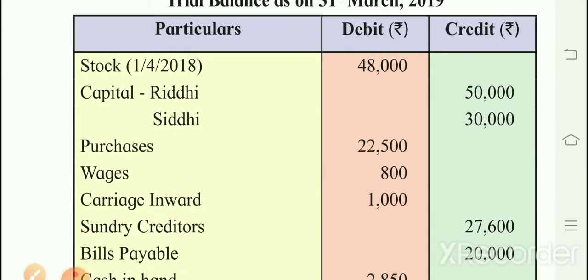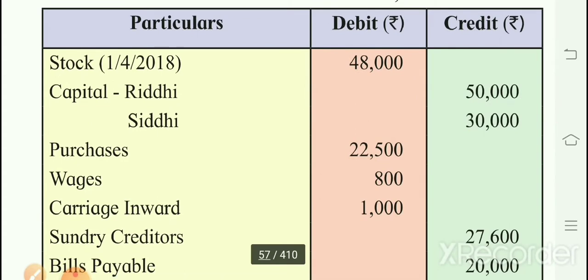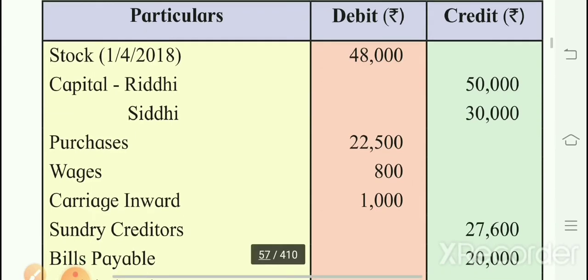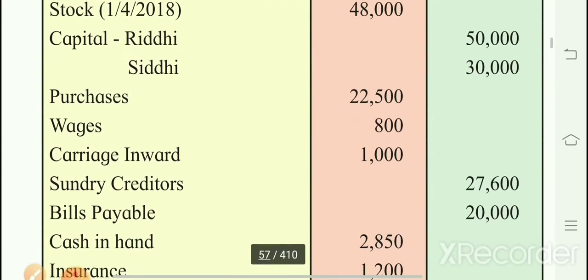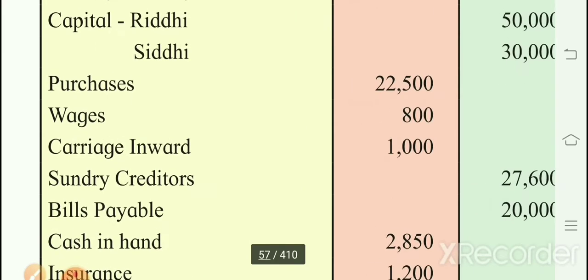See, the very first item given to us is stock of 1st April 2018. This is the stock at the beginning of the year. It means it is our opening stock, hence it will be recorded on the debit side of trading account. Next is capital. Riddhi 50,000, Siddhi 30,000. This item will be recorded on the liability side. Next is purchases, 22,500. This item will be recorded on the debit side of trading account.